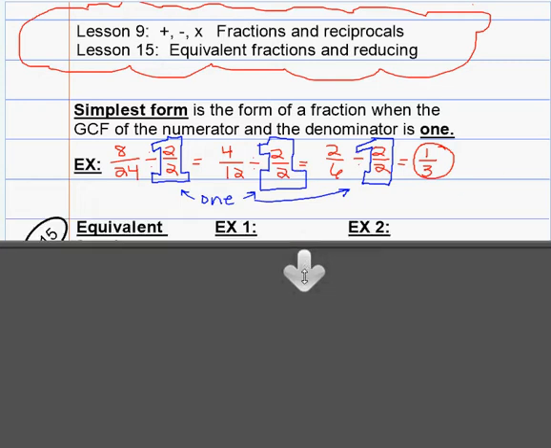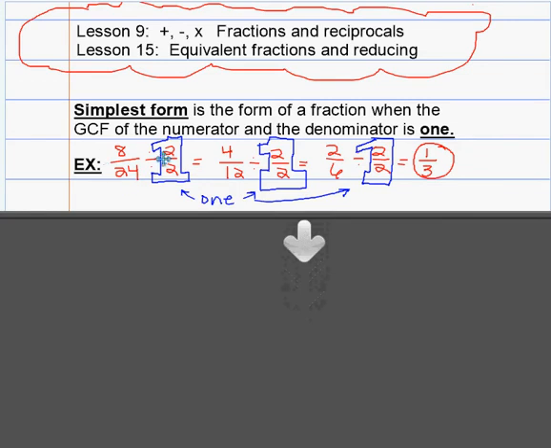Okay, so basically we're looking for factors that the two numbers have in common, and then we're dividing by that factor. Now we could have looked at this and said, oh, well, I could divide by 8. Well, 2 times 2 times 2 is 8, and if we divided by 8/8, we would have got 1/3 right away.